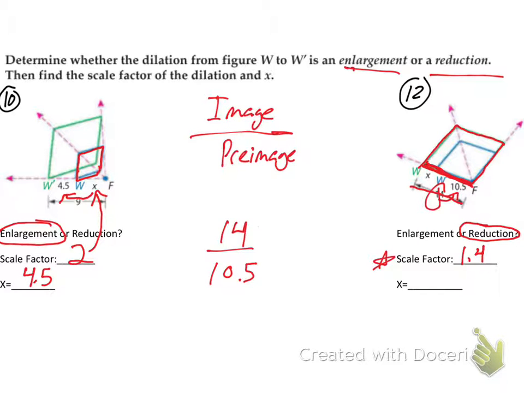And then to find x, all I need to do is take, erase this so you guys can see it. I'm going to take the entire thing, which is 14. That's my whole image. I'm going to do 14 minus 10.5. And that's going to give me this section right here, which is x. So that will be 3.5.